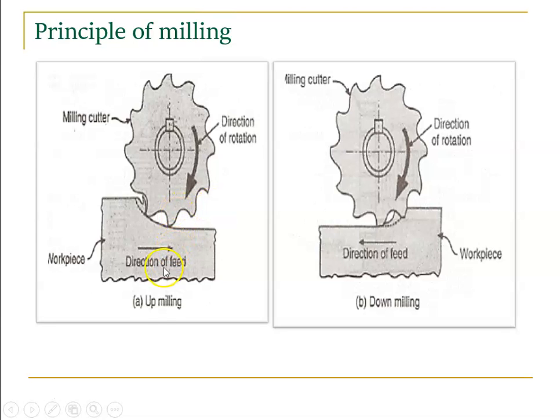If the direction of cutting and the direction of feed are in opposite directions, it is up milling. If both are in the same direction, we can say it is down milling. The milling cutter rotation is generally clockwise in either case, so we classify based on the workpiece movement. If the workpiece movement is opposite to the cutter's rotating side, it is up milling; if it is on the same side as the cutter's rotation, it is down feed.